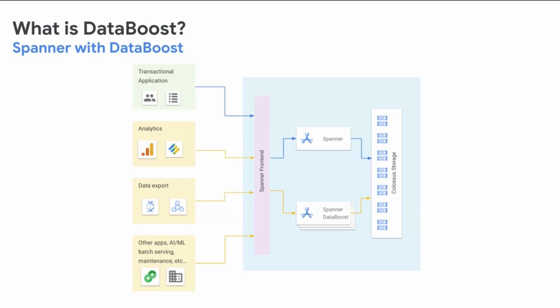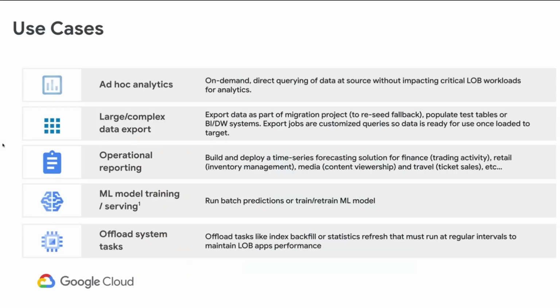This specifically prevents over-provisioning Spanner instances just for ad hoc analysis, which we are going to do in a second. Beyond that, Data Boost is also a great way to power large-scale data exports, for instance, for migrations. You can fuel operational reporting with it or feed operational data from Spanner into machine learning training.